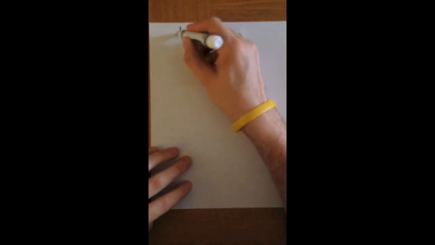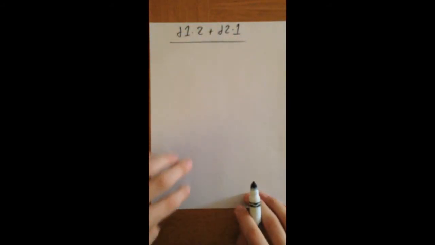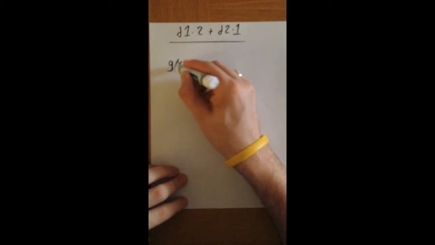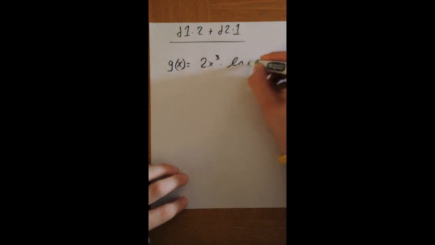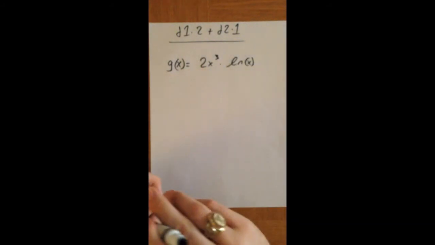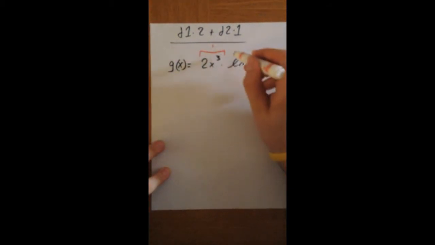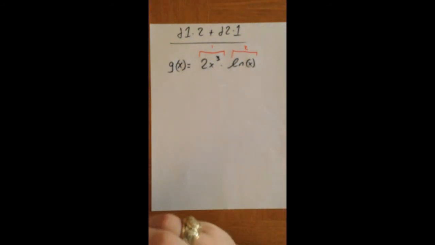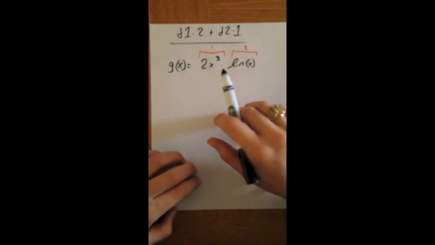Now let's have a look at another problem, this time a little bit more complex. I'll go ahead and rewrite d12 plus d21, the product rule. And let's say that this time g of x is equal to 2x cubed times ln of x. Okay, first thing I like to do, of course, is label 1 and 2. And eventually, once you become comfortable with the product rule, you won't need to label them. But for now, in the beginning steps, I'll go ahead and label every time.